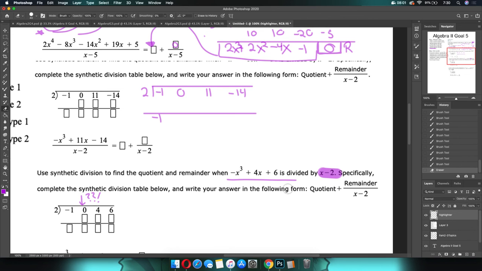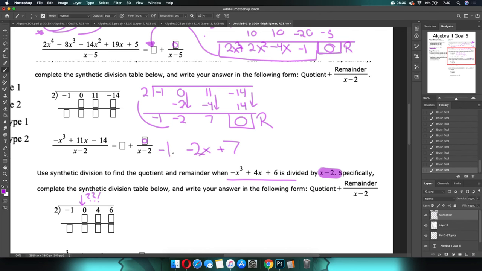So back to the formula. -1 pushes down, 2 times -1 is -2. Pushes down, 0 minus 2 is -2. Now we multiply, 2 times -2 is -4. Push down, 11 minus 4 is 7. 2 times 7 is 14. Push down, 0. So our remainder here, box it off, that's our remainder, so that's what goes here, 0. And then you have the number x, you have 2x, and then you have -1x squared.